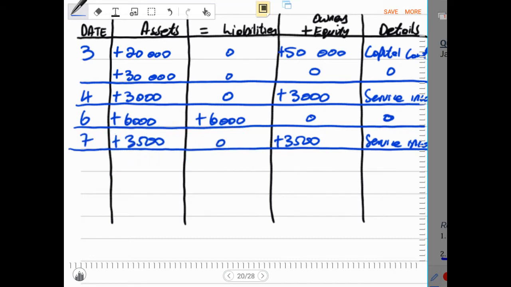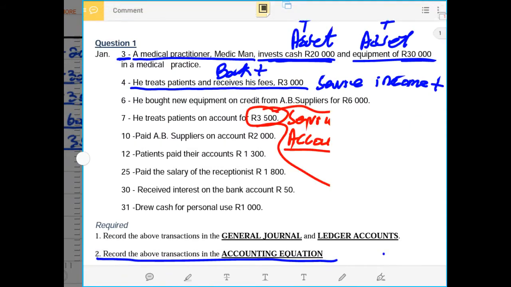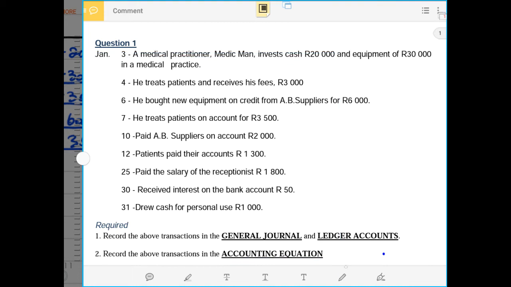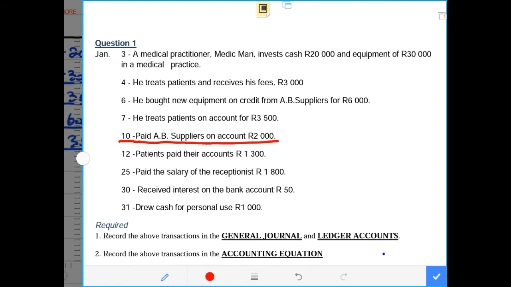This is a plus under owner's equity. Now the next date is the 12th or is the 10th of the month of January. And on the 10th of January, we realizing that there was a payment to AP supplier, paid AP supplier on account. Remember, previously we bought equipment to the value of 6,000 on credit from AP supplier. So now we are making the payment. And we know that AP supplier is a liability to us because this is someone that we bought something on credit from. Therefore, now our bank will decrease because money is going out.